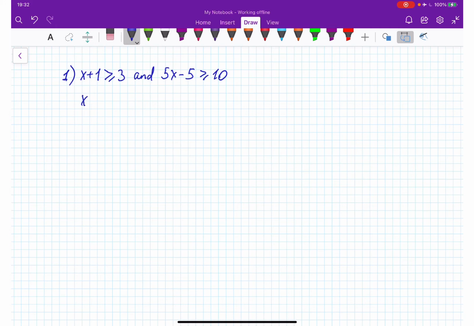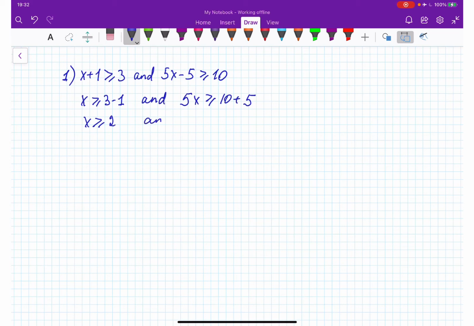So let's solve the first one: x greater or equal 3 minus 1, and 5x greater or equal 10 plus 5. So x greater or equal 2 and 5x greater or equal 15, and accordingly x greater or equal 3.